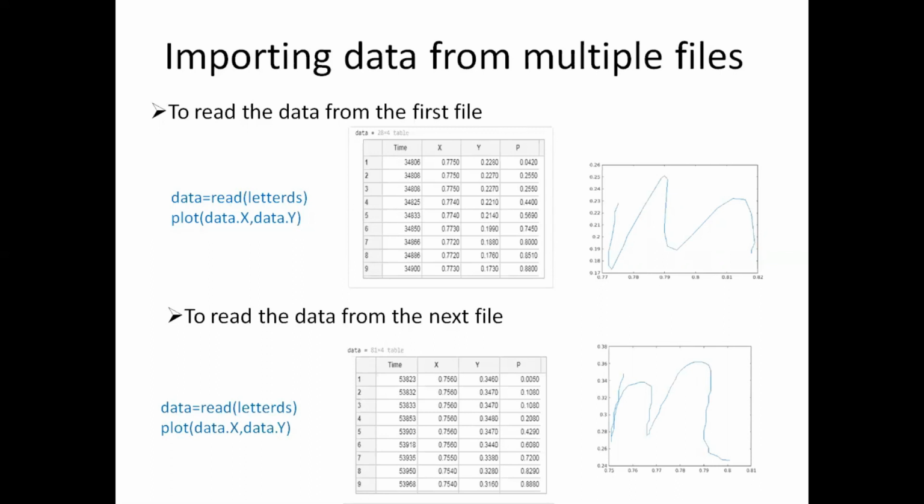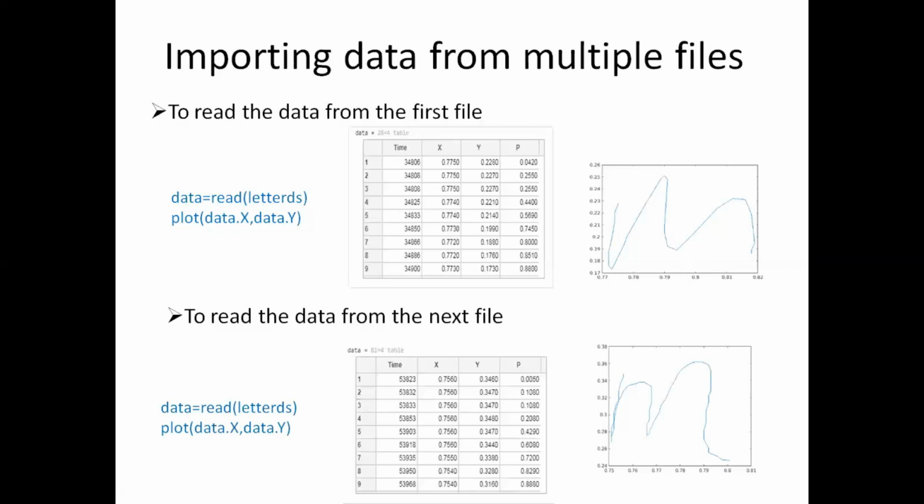So that will read the data from the first file that we have loaded, and I am plotting the data, data.x comma data.y, which is the x position of the pen versus the y position of the pen. So now you can see that plot. This data which is loaded here, as you can see from the snapshot, is a 28 cross 4 table, meaning there are 28 rows and 4 columns, and a plot of the alphabet is also shown here.